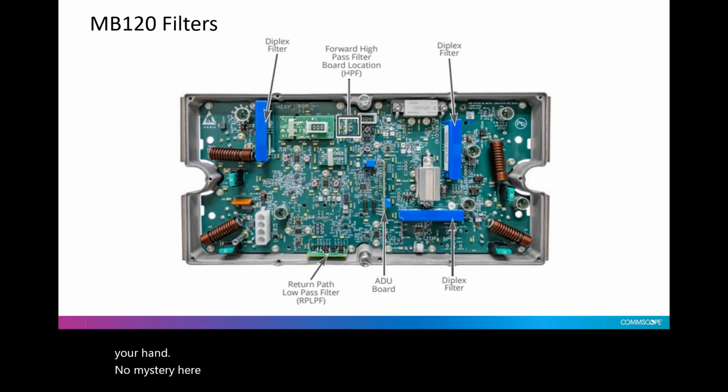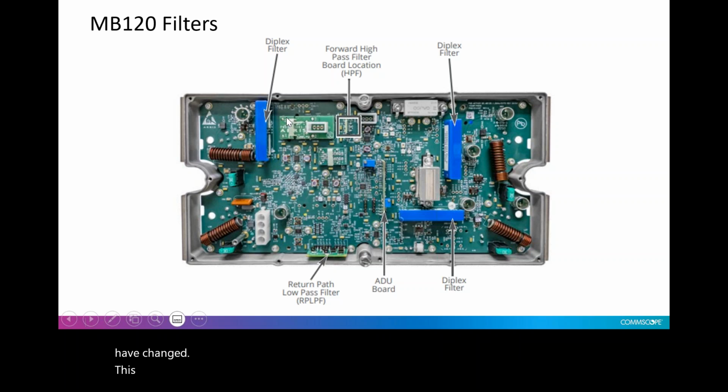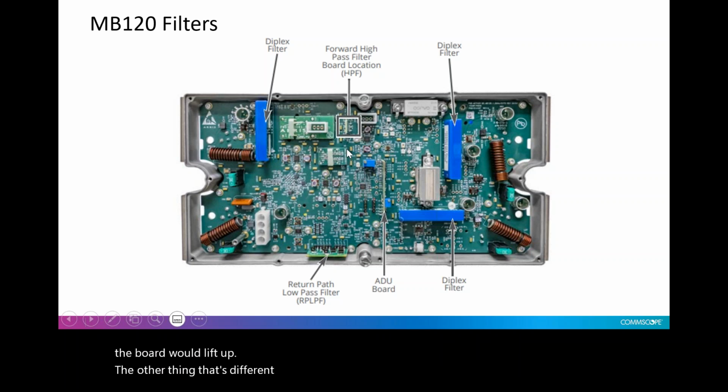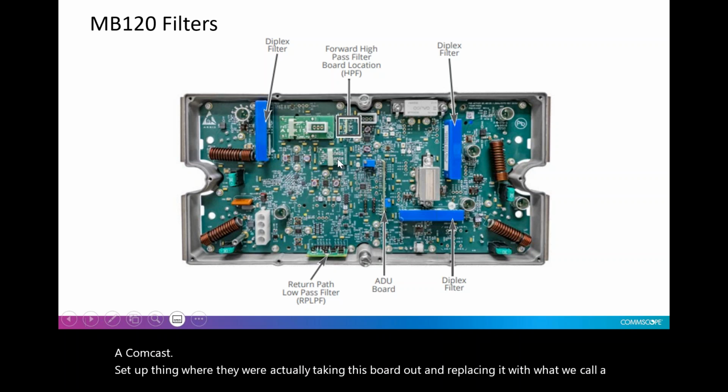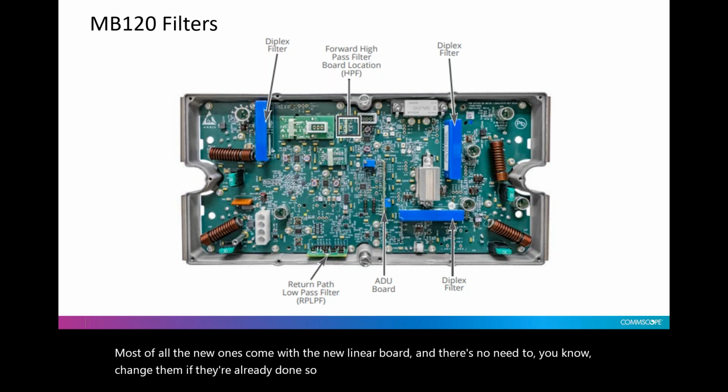No mystery here, because I'm going to show you what's underneath the cover. A few things have changed. This board right here has changed slightly to where the handle is in the middle and it's got a plastic dome over it. When the handle was here, a lot of times when you pulled the pad out, the board would lift up. The other thing that's different, recently I saw a Comcast setup where they were taking this board out and replacing it with what we call a linear board that goes in the same location. Most all the new ones come with the new linear board, and there's no need to change them if they're already done. So that's another reason to get familiar with the date codes.